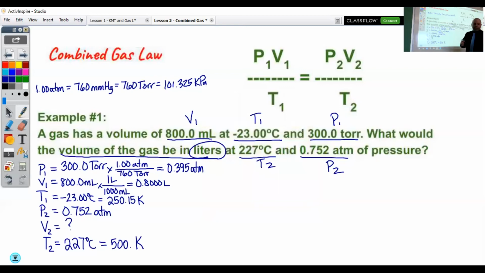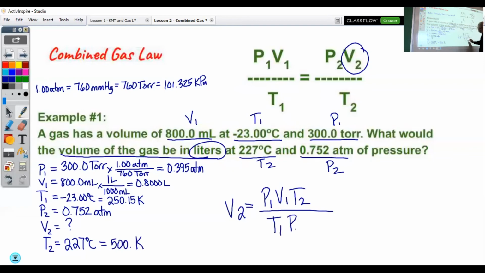And now what I want to do is solve for my volume 2. So volume 2 is going to equal, here's volume 2 up here. It's going to equal P1, V1, T2 divided by T1 times P2. So now that we've isolated our variable, what we want to do is plug in our given values over here into our equation.